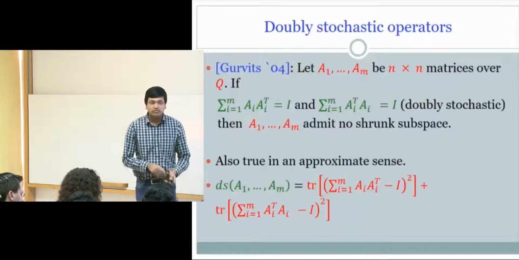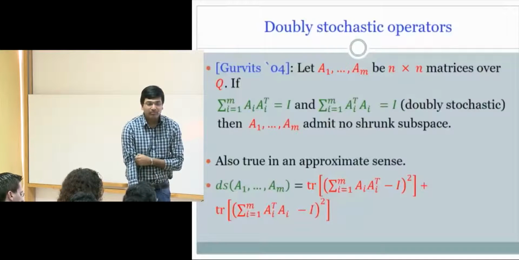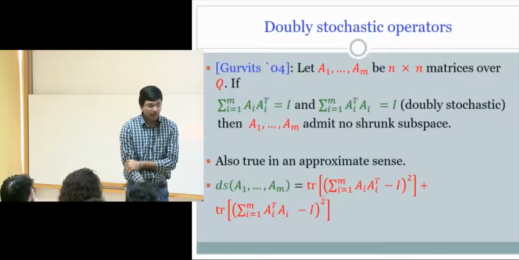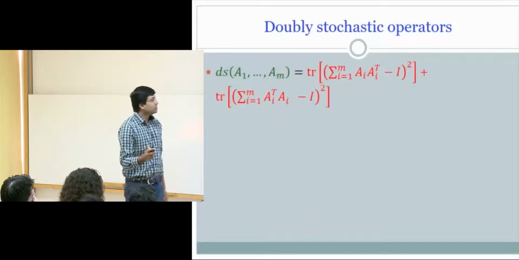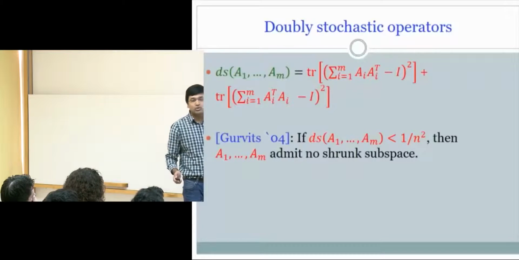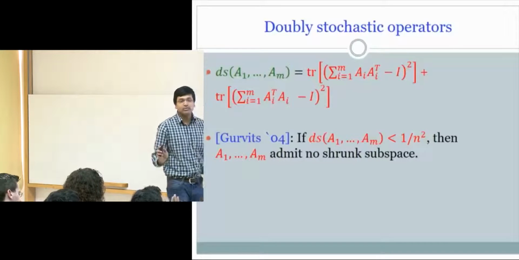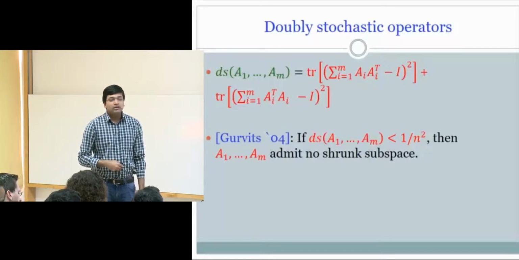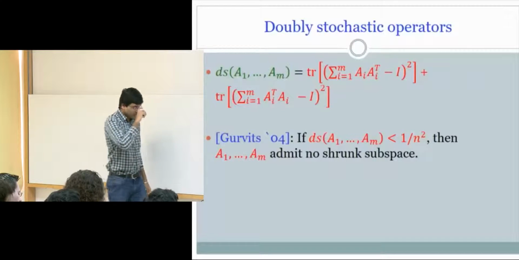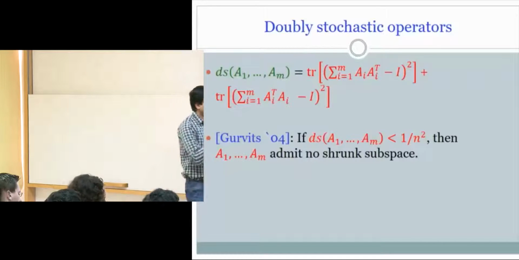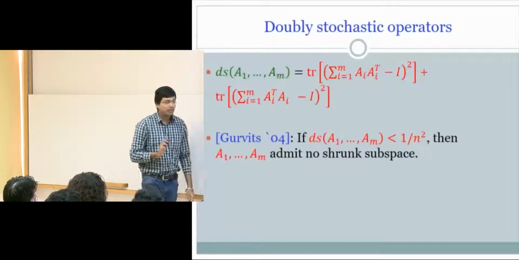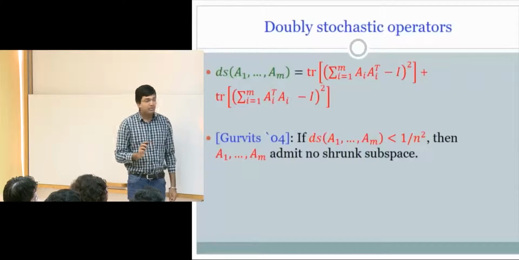So in that case, is there a smooth trade-off, that if this quantity is less than something, then the rank has reached something? Yeah. So actually, there's a rigid condition. If this quantity is smaller than 1 over n squared, then the rank is still full. Okay, so Gurvits also proved that if this doubly stochastic measure is smaller than 1 over n squared, then the rank will be full. Okay, A1 to Am admit no shrunk subspace.